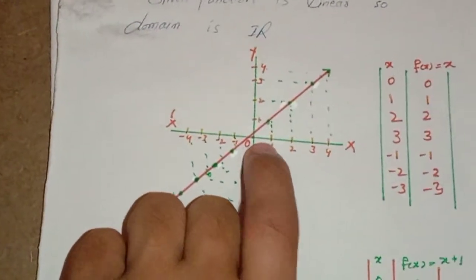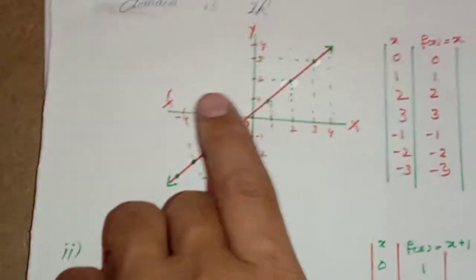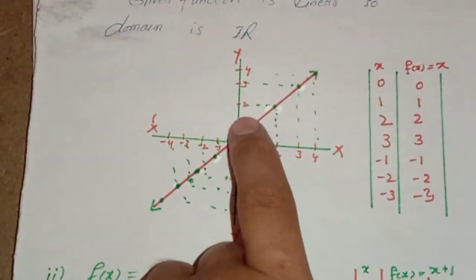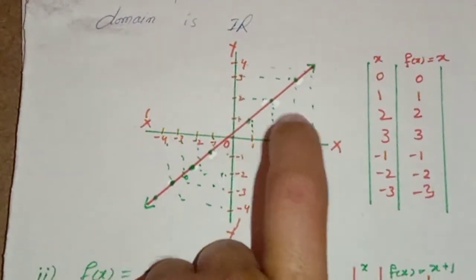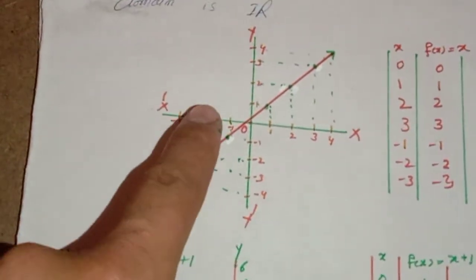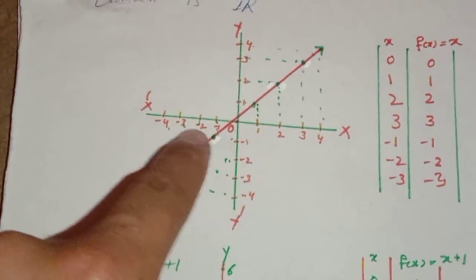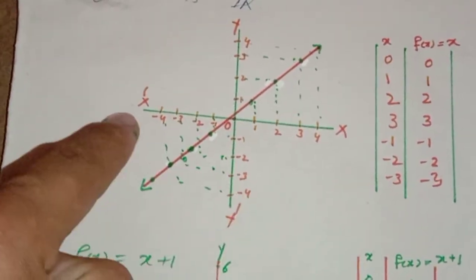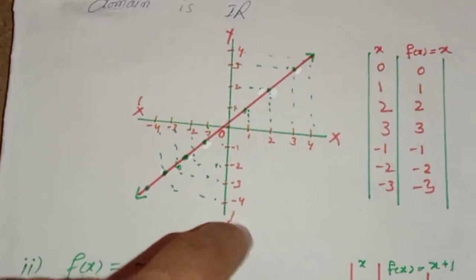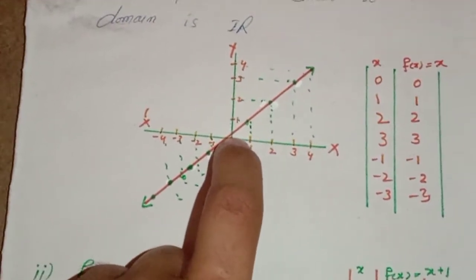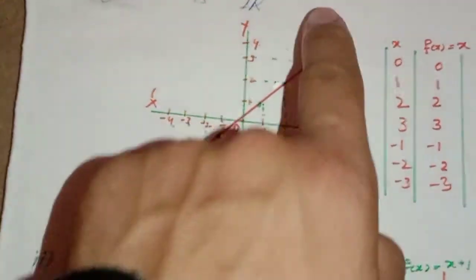So when we put 1, it will give us 1. So this is x axis, this is x dash, this is y axis, this is y dash. When we put 2, it will give us 2. When we put 3, it will give us 3. When we put 4, it will give us 4. And when we put -1, it will give us -1. When we put -2, -2. When we put -3, -3. When we put -4, -4, and so on. And it will pass through the origin, because when we put 0, it will give us 0. So this is the graph of the function f(x) equal to x.